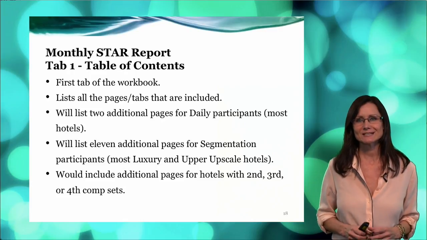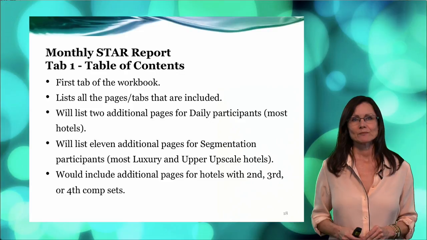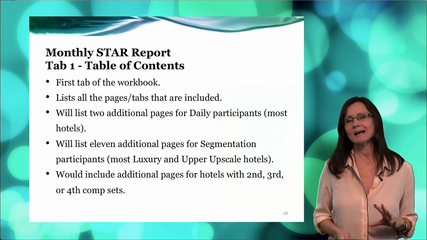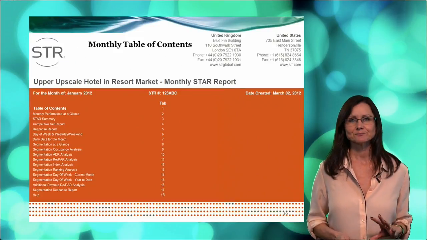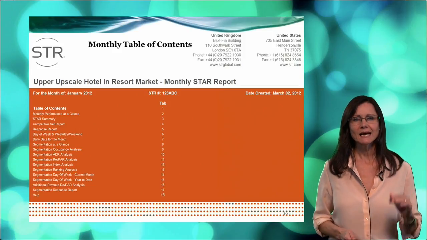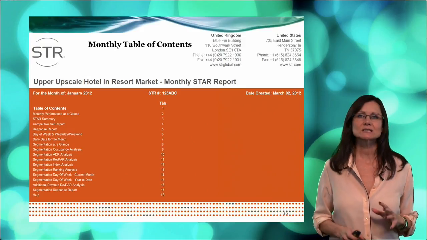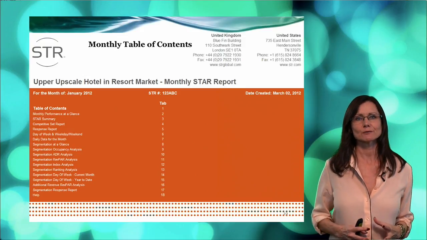So now let's have a look at the star report. It'll make a lot more sense when we actually look at some of these tables. So the first tab is your table of contents. So that's an example of your table of contents. And so I'm going to be covering about the first half of those, just to give you an overview of what the star report is.